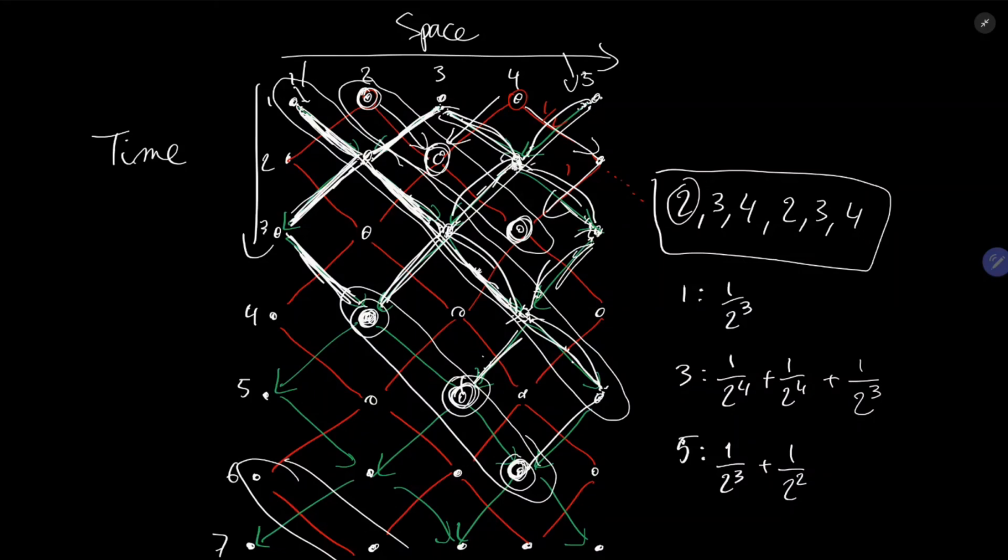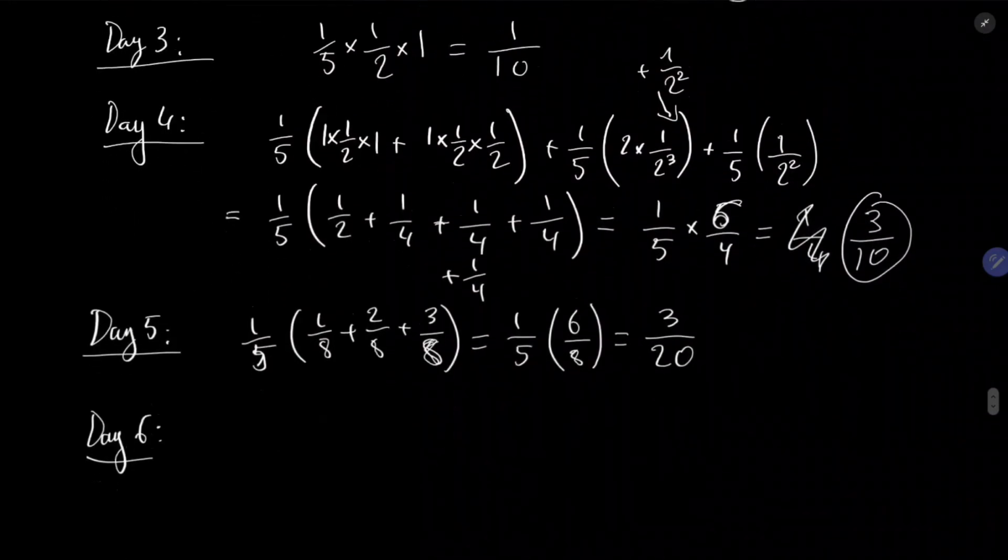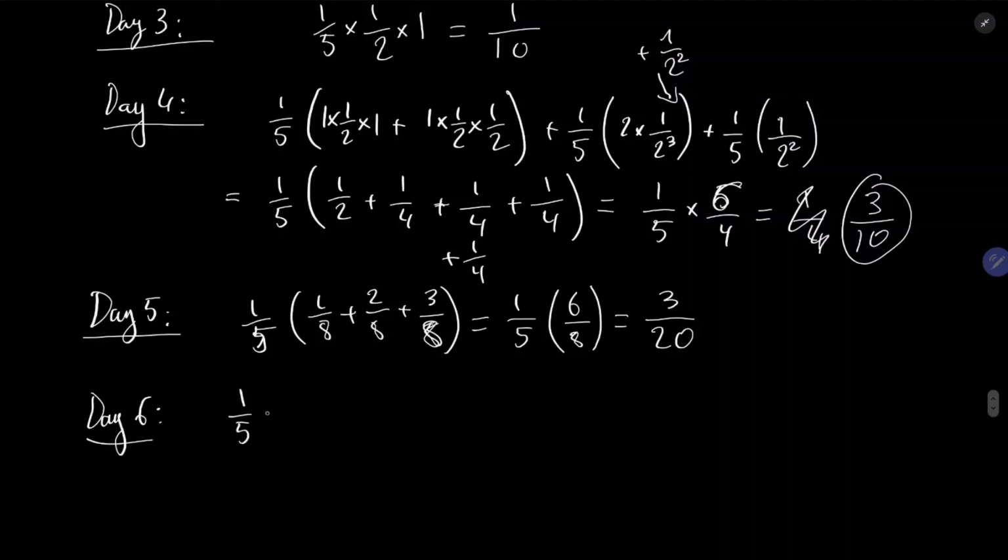Let's simplify this again. So for the path, if we start in hole 1 and end up being caught in day number 6, the probability is equal to 1/8. Here we have 1/16 2 times plus 1/8, so we have 2/8. And finally, for the last one, we have 1/8 plus 2/8, which is equal to 3/8. So total probability of 1 plus 2 plus 3, so 6/8. So for day 6, we will have as well 1 divided by 5 multiplied by 6/8, which is also equal to 3 divided by 20.